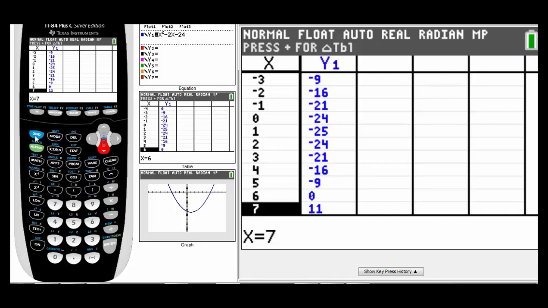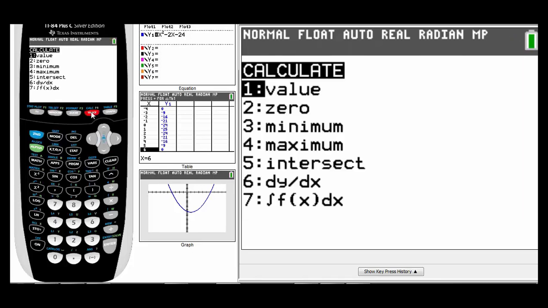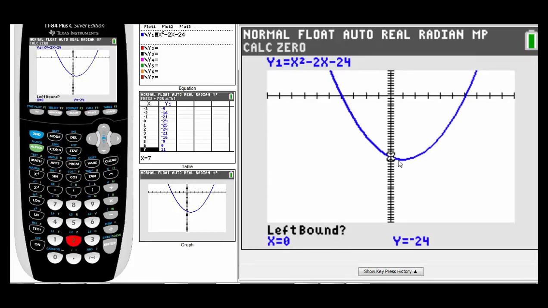Now, another way I can find this root is by going to second calc, and then I have a couple of options here. I have value, 0, minimum, maximum, etc. The one that we want to focus on here is 0, and 0 means where does it cross the x-axis? Well, right now it's asking for the left bound here. You can see this on the bottom left hand side of the screen.